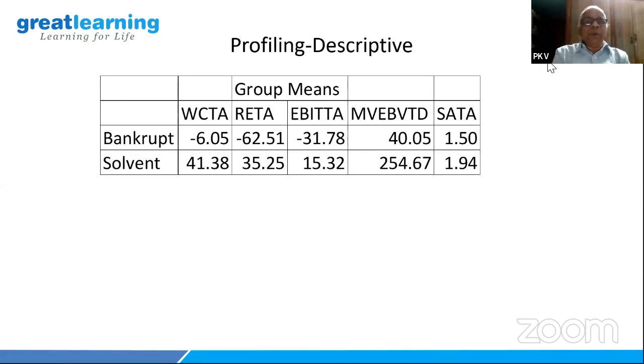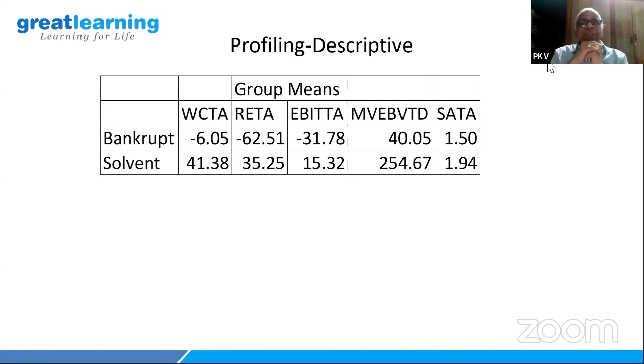Profiling. If you look at the group means, it's so obvious the bankrupt and solvent companies are highly separated, at least prima facie. The WCTA for a bankrupt is minus 6.05. These are all ratios. And the solvent one is 41.38. Retained earnings to total assets is minus 62.51 for bankrupt, and solvent is 35.28. EBITDA is also similar. And then market value of equity to the book value of the total debt, that's also showing remarkable separation between the two groups. SATA, as you can see, is not making a very major impact. So the profiling part is done.